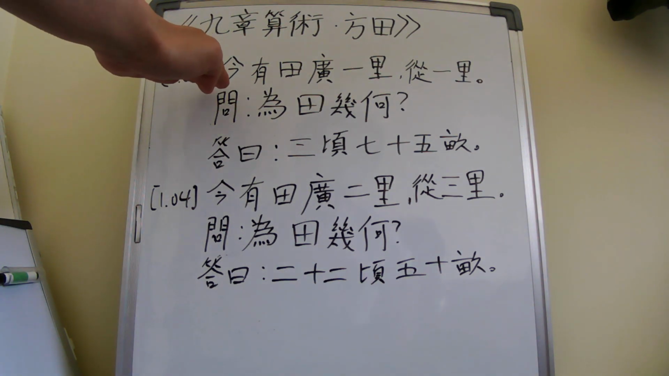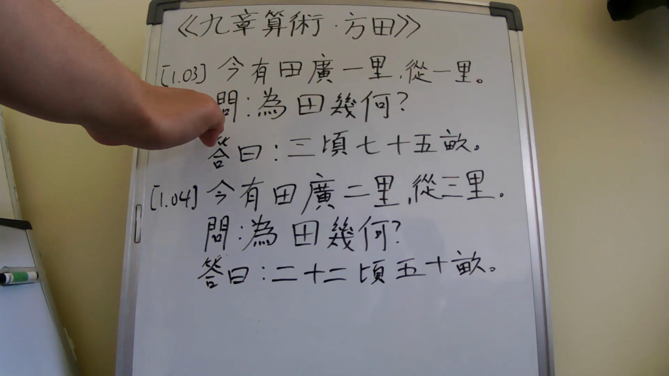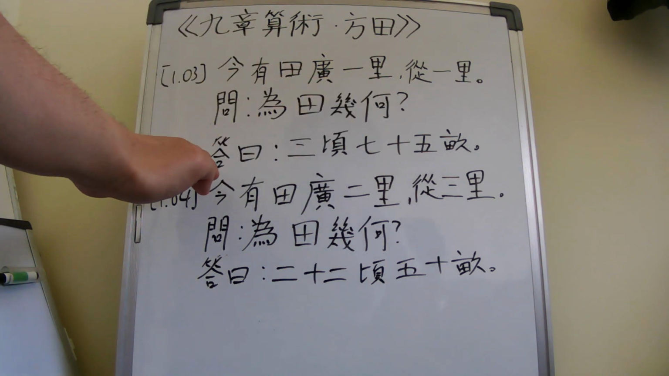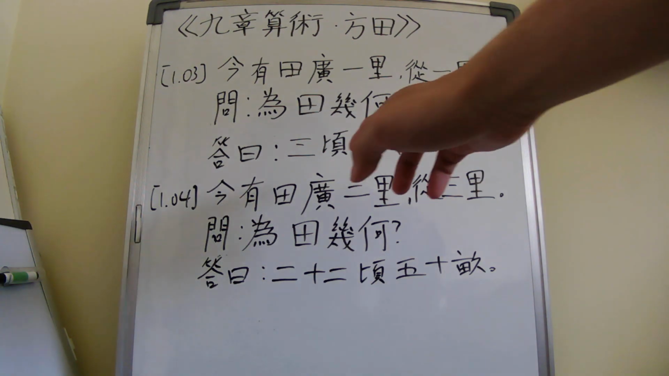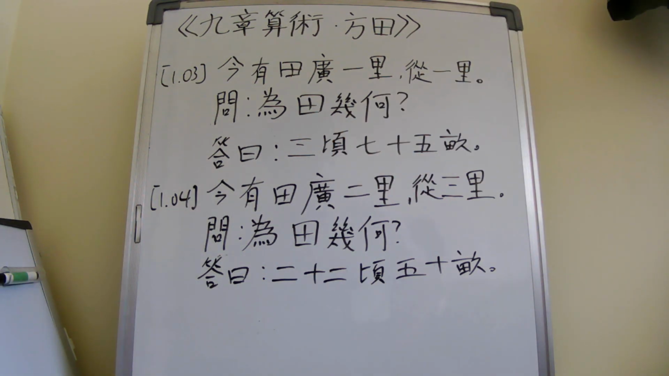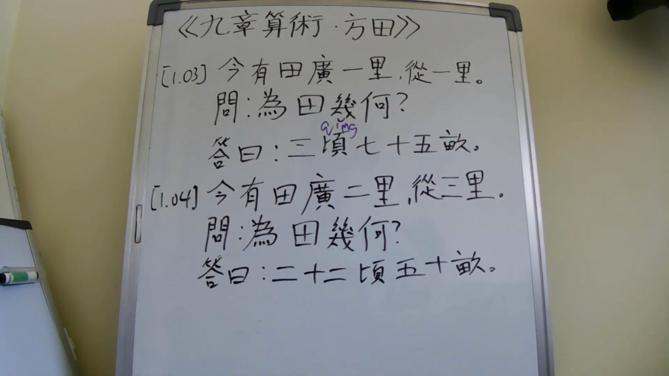So for 1.03, it says, 今有田广一里中一里，问为田几何？答曰三顷75畝. So last video I pronounced this character here qǐng, which is one of the pronunciations of the characters, and it's acceptable. But most standard Mandarin would pronounce this as the third tone. So I'm going to write that here in purple, qǐng, third tone, instead of qǐng, first tone. I'm more used to pronouncing it as first tone, so I'm going to now pronounce it in the third tone. Okay, so what does this say?